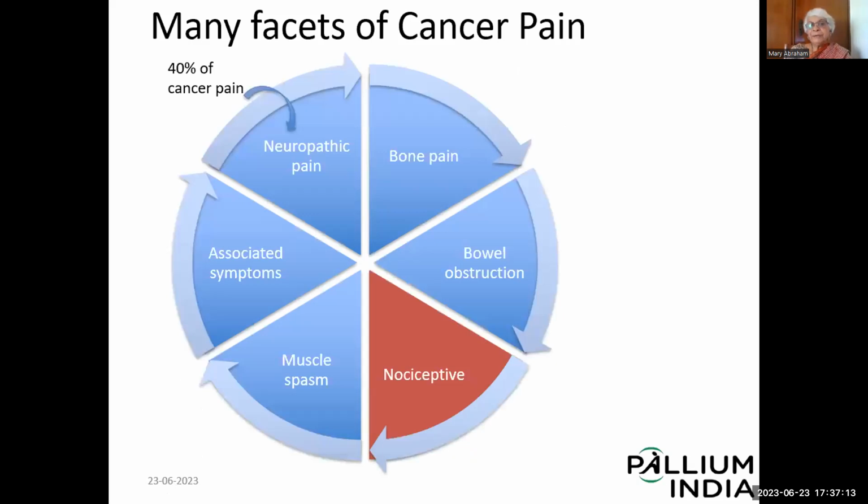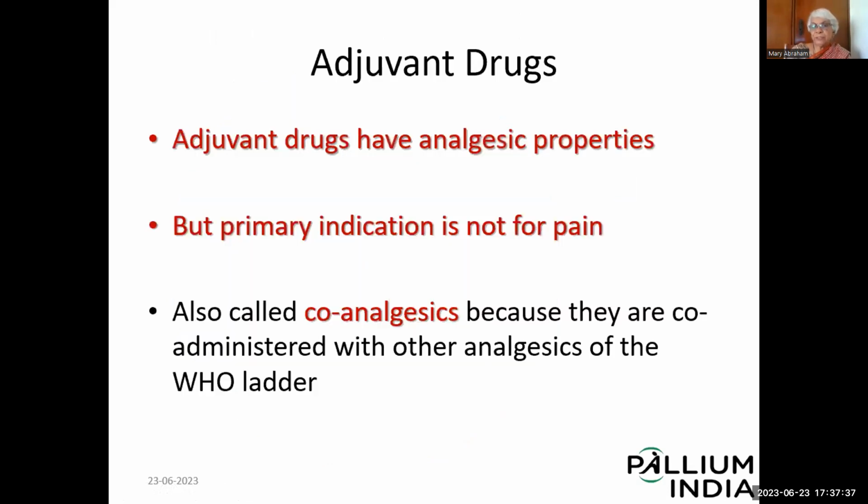Now, it must be remembered that cancer pain is variegated. It is not just nociceptive. That is, it's not just due to tissue injury. There's a very strong neuropathic component. That is, 40% of cancer pain can be neuropathic. There could be bone pain if there are bone metastases. There could be bowel obstruction. There could be muscle spasm. So that is why we add the adjuvant drugs to treat all those kinds of pain as well.